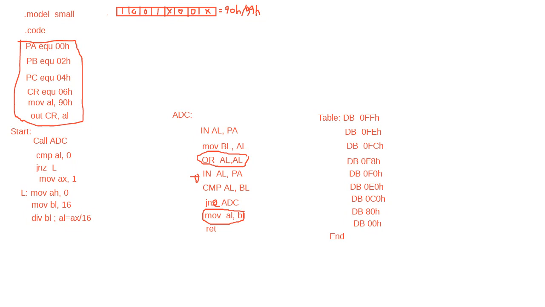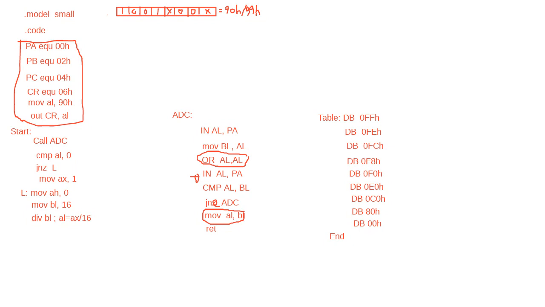Okay, now it's about finishing the program. So we divide it by 16, and now we have to write MOV BX, then MOV BX, offset table.